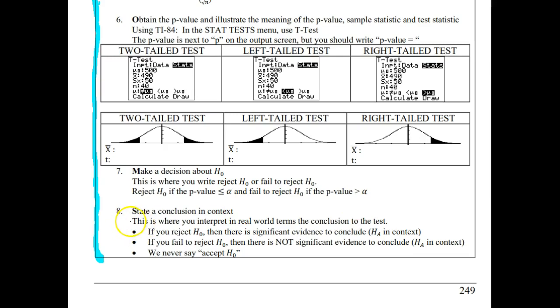And then lastly, S is to state a conclusion in context. So again, if we reject the null hypothesis, there is significant evidence to conclude HA. And if we fail to reject the null hypothesis, then there's not significant evidence to conclude HA. Again, the only difference in those two conclusions is the little word not, but it's just like back in 7.1 with the jury's decision. It's either guilty or not guilty.